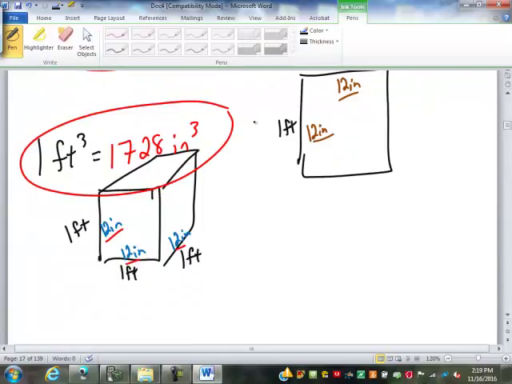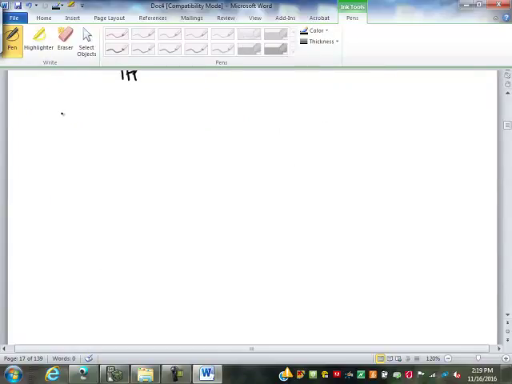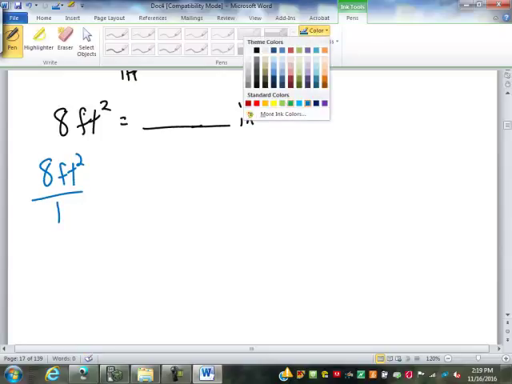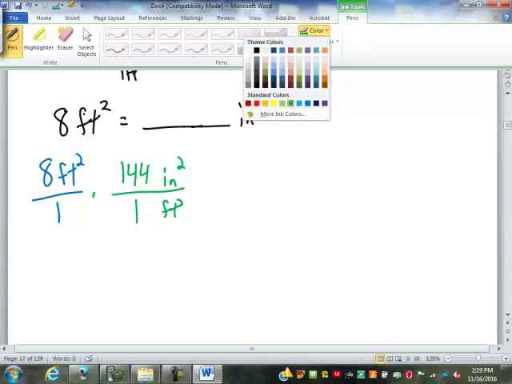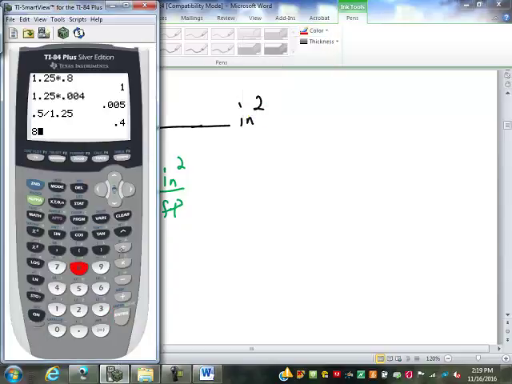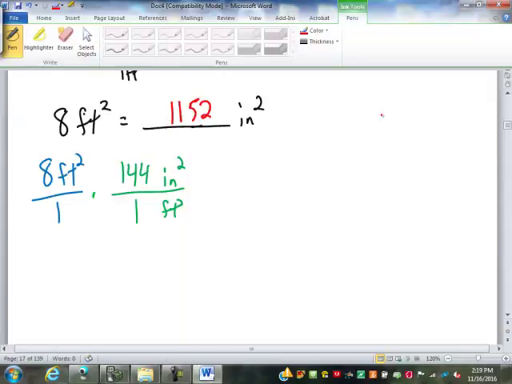So if I go to convert eight square feet into square inches, I've got my 8 square feet. Square feet are going to go on bottom here, square inches on top. 1 square foot is squared, so it's 12 times 12, which is 144 square inches. 8 times 144 is 1,152 square inches.